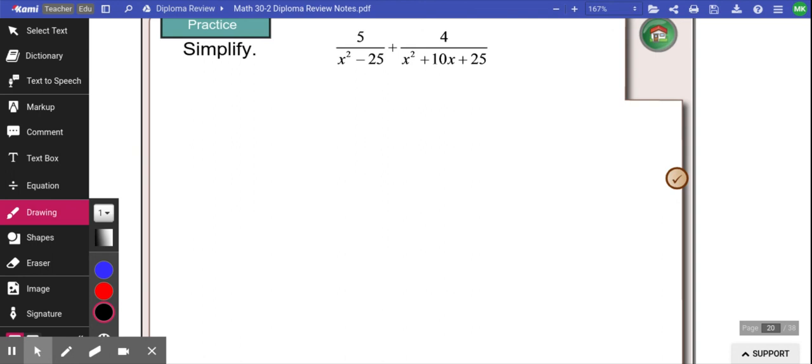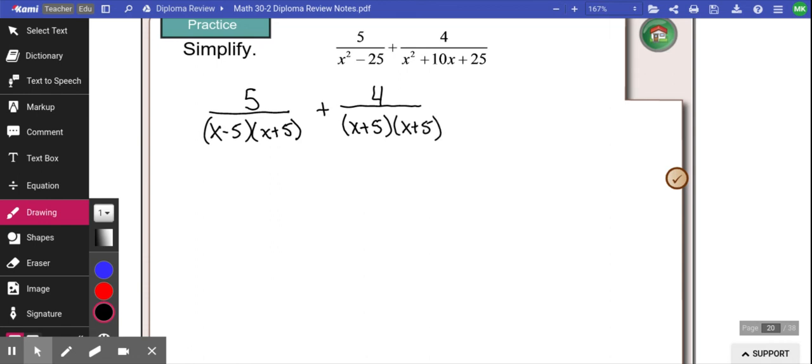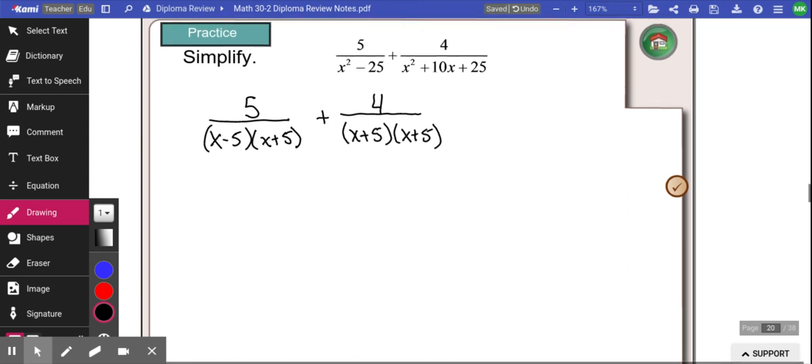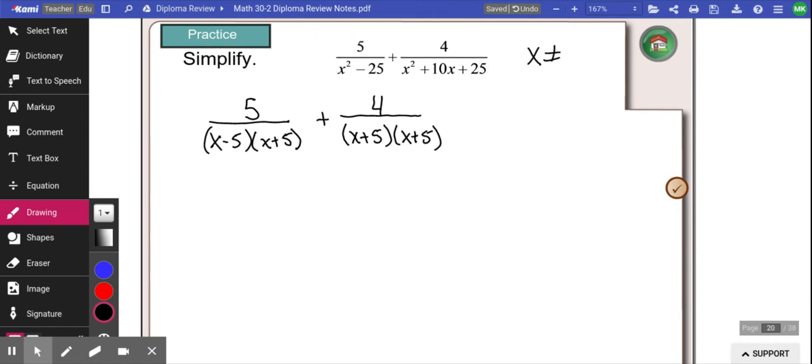This one though, if you wanted to rip through these questions, first step is factor. This factors to be 5 over x minus 5, x plus 5, because that was a difference of squares on the bottom. On the top is still 4. That trinomial you would never need to do, but it's x plus 5 times x plus 5. You would not need to factor that trinomial on a test. Second step is NPVs. X cannot equal positive or negative 5.